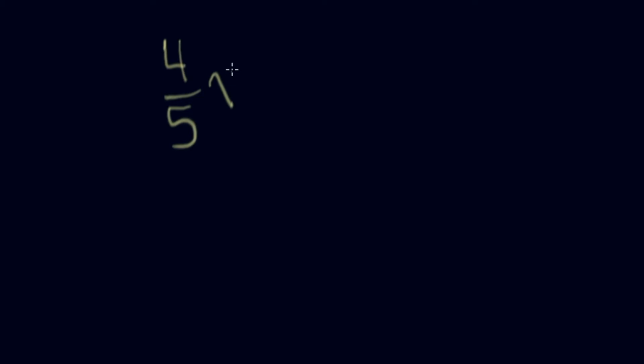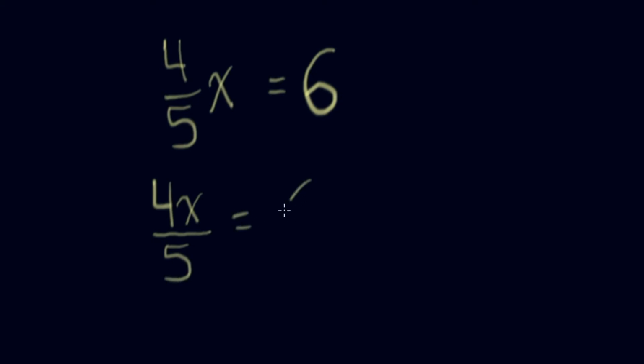Let's go: 4/5 x is equal to 6. Now, some people rewrite this as 4x over 5 is equal to 6. Same thing. Exact same thing. There are 2 ways that you might want to go about solving this one, and I'll show you both.